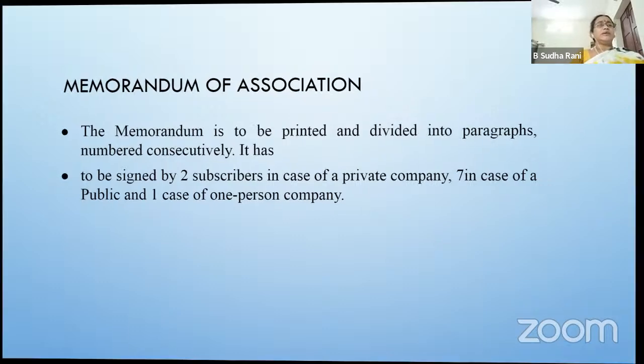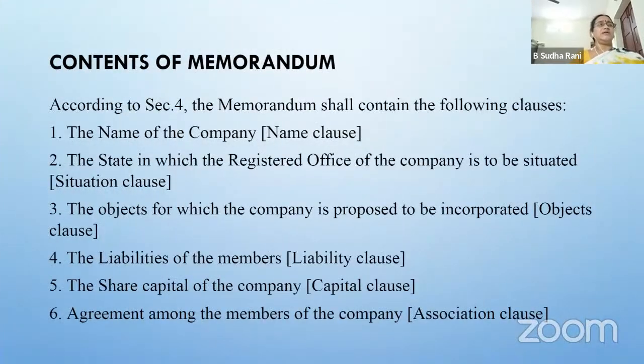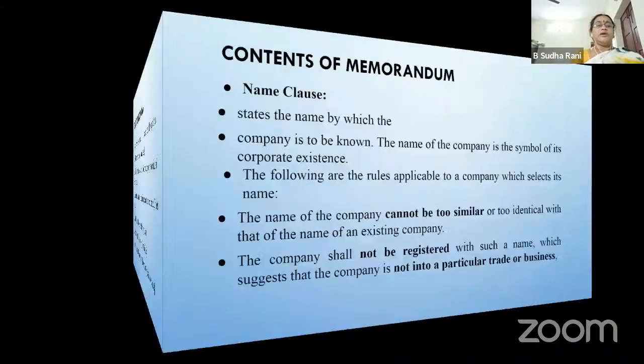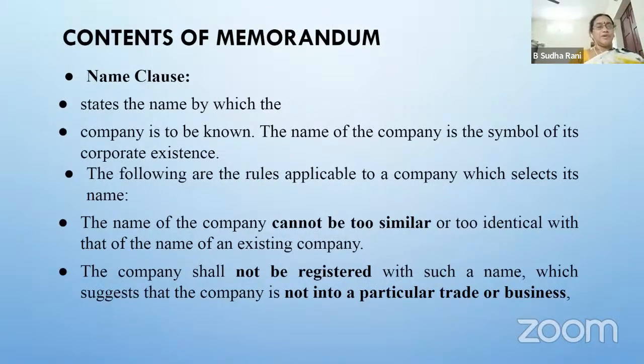Now let us see the information that is provided in the memorandum: name clause, situation clause, objective clause, liability clause, capital clause, and general clause. So let us see each of these clauses. Name clause means that under this clause, the company specifies the name of the organization. In this memorandum, under the name clause, the directors have to mention the complete name of the company by which business is going to be carried on.